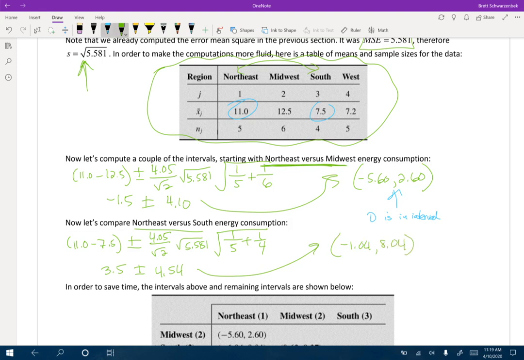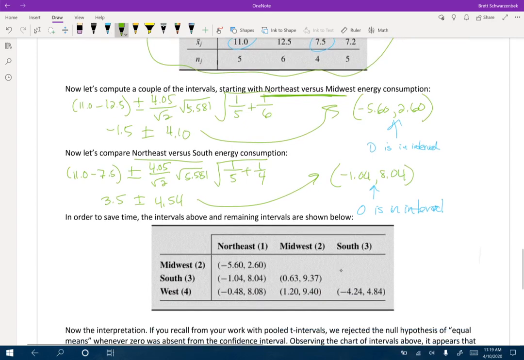Again, though, 0 is in the interval. If it's in the interval, that means there is no difference between the values. So now we know that comparing northeast and south didn't blow this thing up. So clearly, those would not be the problem. There's no significant difference between those two means.